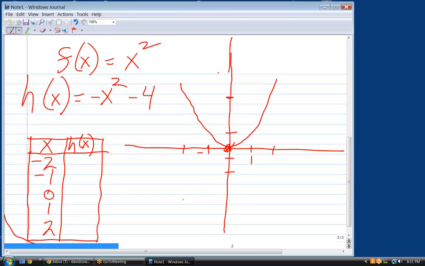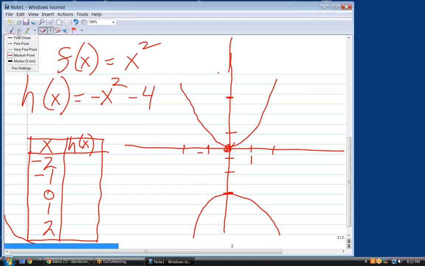In this case, it doesn't matter which you do first, but there are plenty of cases where it will matter. So there's the reflection. Now we move this reflected curve down 4 units so that the final curve looks like this. Now, notice that if I were to move it down 4 first and then reflect, it doesn't look the same.